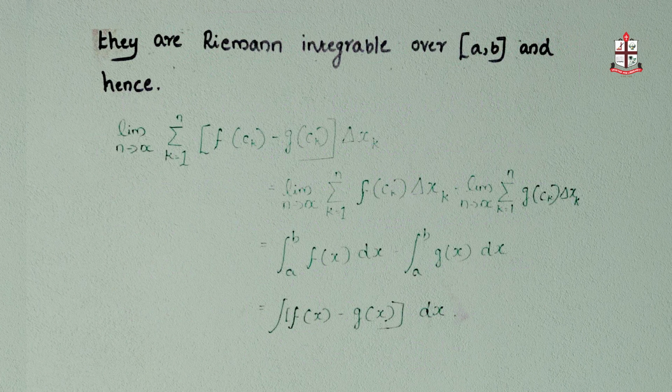They are Riemann integrable over the closed interval [a, b]. So, we can get the limit as n tends to infinity of the sum from k equals 1 to n of f(c_k) minus g(c_k) times delta x_k. This is equal to the limit of the sum of f(c_k) delta x_k, minus the limit of the sum of g(c_k) delta x_k. So, you will get the integral from a to b of f(x) dx minus the integral from a to b of g(x) dx, which is equal to the integral from a to b of f(x) minus g(x) dx.